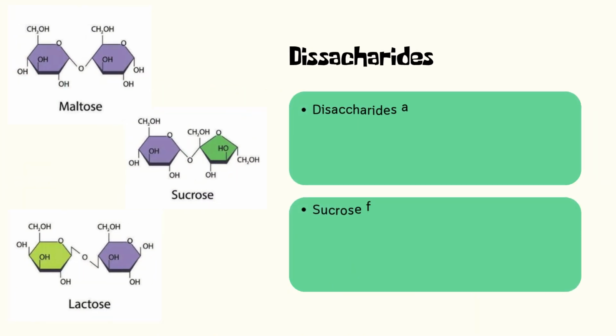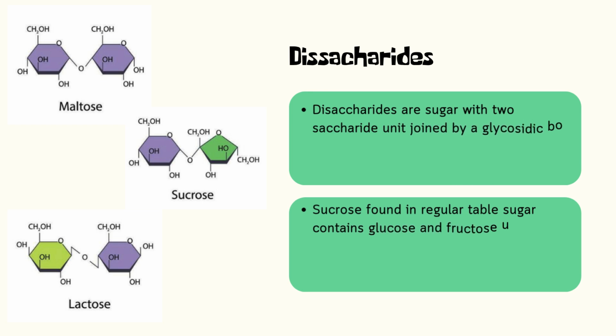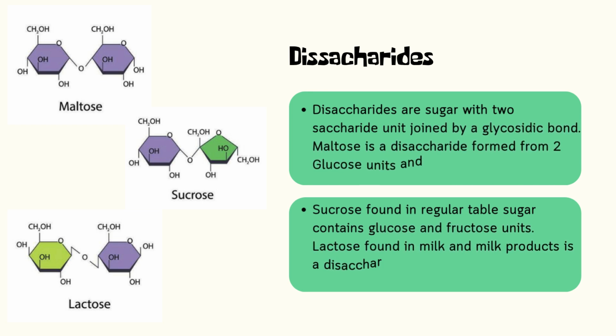Disaccharides are sugars made of 2 saccharide units joined by a glycosidic bond. Examples include maltose, 2 glucose units, found in malt. Sucrose, glucose plus fructose, common table sugar. Lactose, glucose plus galactose, found in milk. These sugars are important for energy and digestion.